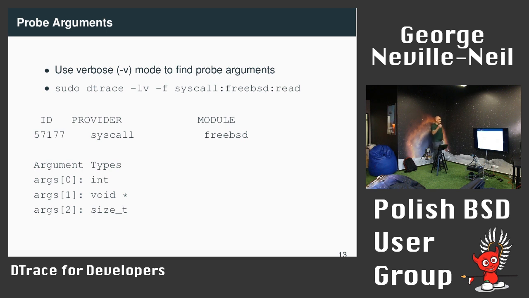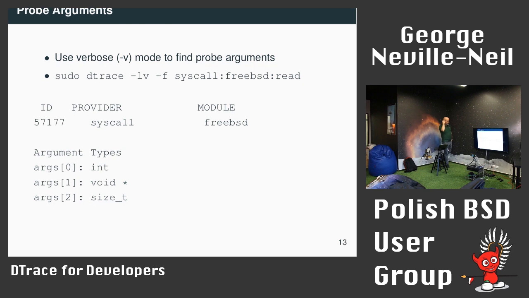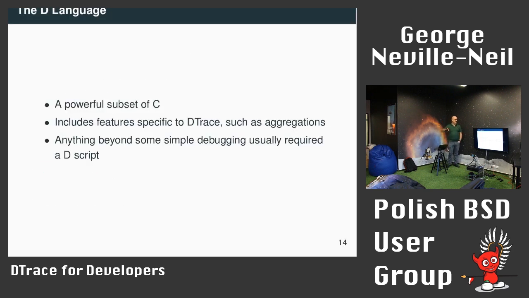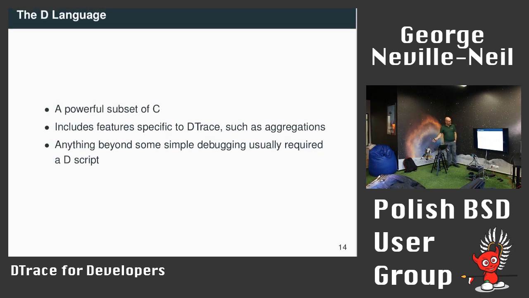So I mentioned that D is a powerful subset of C. It includes features specific to DTrace, such as aggregations, which I'll mention later because they're extremely useful. Anything beyond certain simple debugging, usually you wind up writing a script. So there are sort of two things to look at in DTrace when you're thinking about how to write something to pull out some data from the system. There's something called DTrace one-liners. Like that syscall thing was a one-liner. What that means is it all fits on a line.